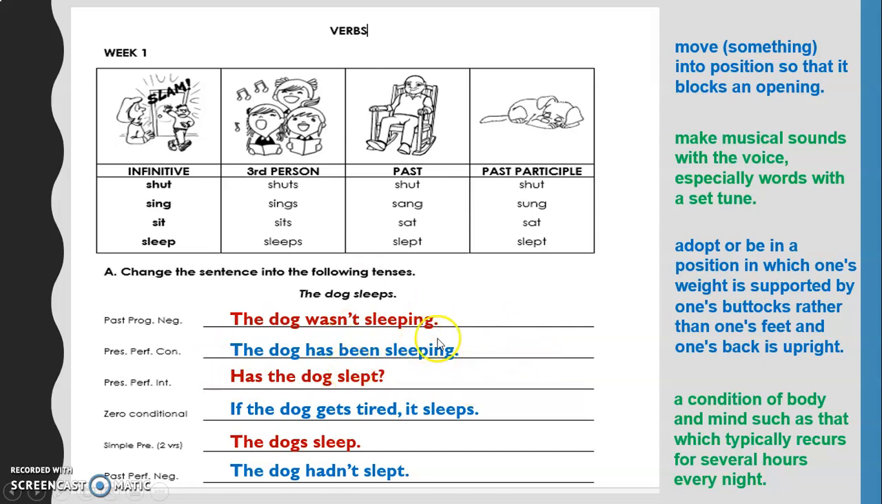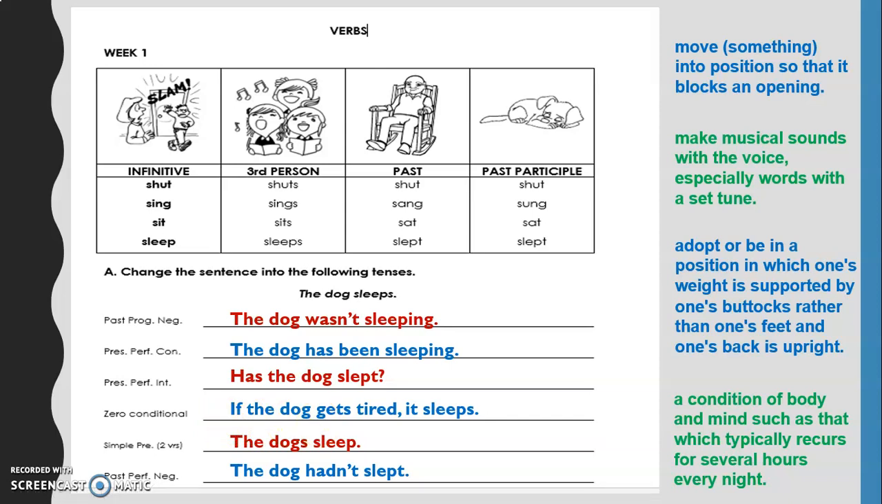Carla, thank you Alexa. Carla, can you read present perfect interrogative and zero conditional? Has the dog slept? If the dog gets tired, it sleeps. So remember, for present perfect we need have or has, and the past participle. Remember, the past participle is not used in an independent way. It always relies on another verb, which is usually called an auxiliary like have and has. And zero conditional general truth. If you eat 16 tacos every day, you get fat.